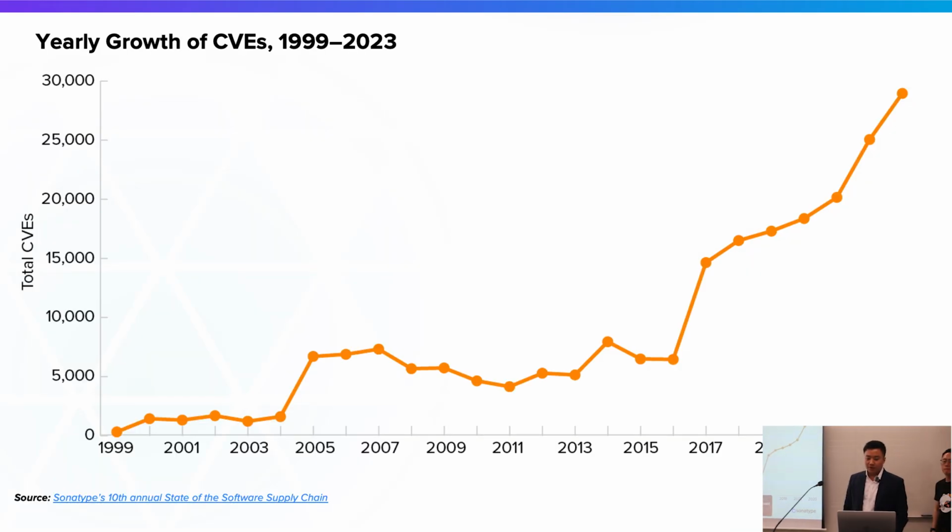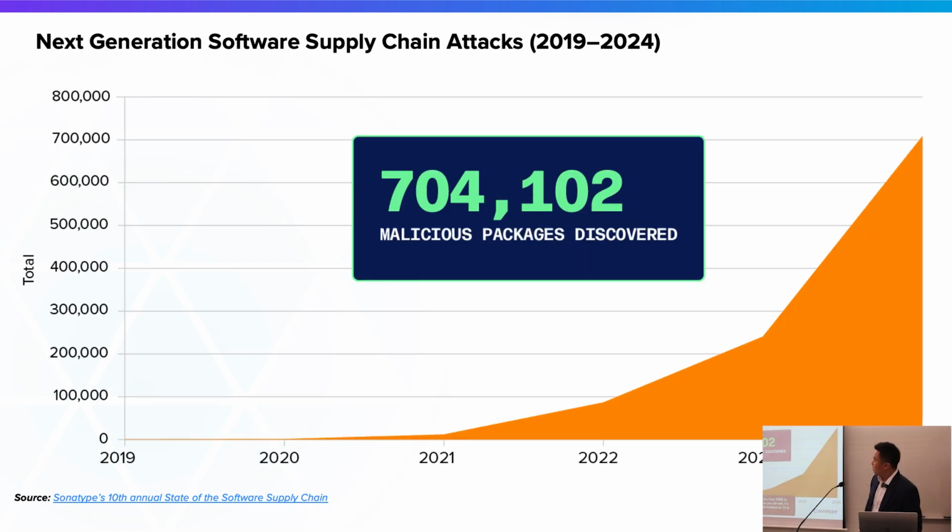So for Sonatype, we have seen that there is a growth of CVEs in the world from 1999 to 2023. The number keeps increasing. As you can see, it's quite exponential. Every year, the number increases, and 2023 is somewhere around 25,000.